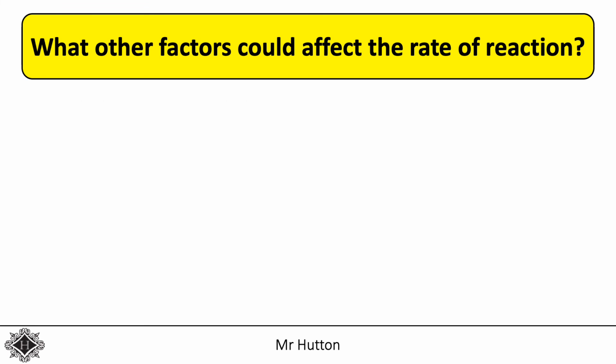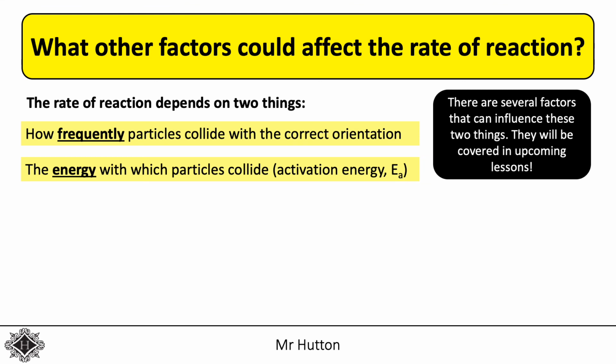So what other factors could affect the rate of reaction? Now remember, rate of reaction depends on two things: how frequently particles collide with each other within the correct orientation, and the energy with which the particles collide. So there's a few factors that we'll be discussing over the coming lessons that can influence how frequently particles collide, and also the energy with which particles collide. Just have a think now. Think if you can come up with 4 different factors that could affect the rate of reaction. I've already talked about one of them. See if you can come up with the others.